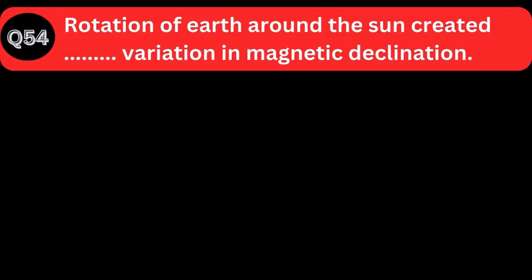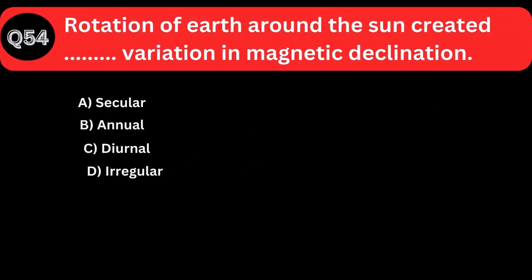Rotation of Earth around the Sun created variation in magnetic declination. Options: A. Secular, B. Annual, C. Diurnal, D. Irregular. Answer: B. Annual.